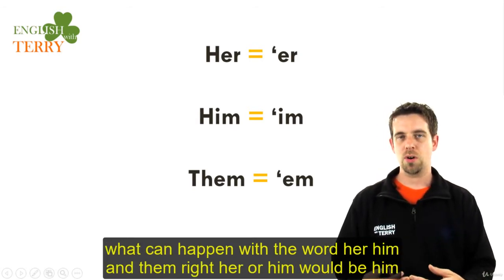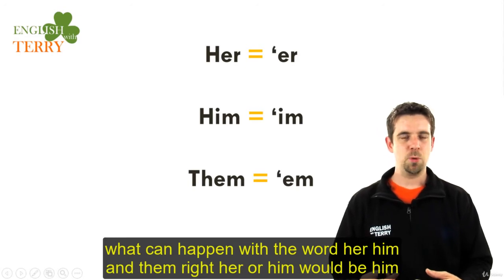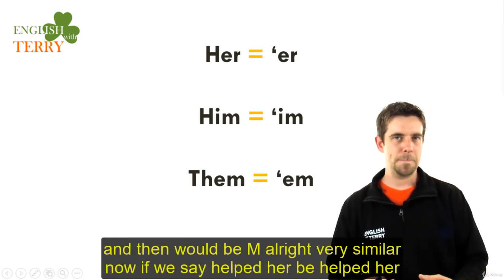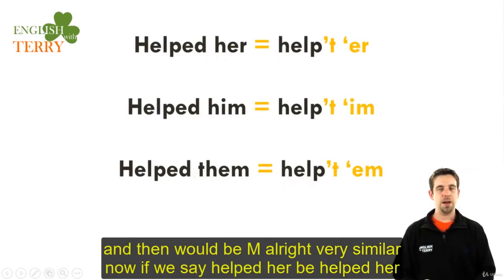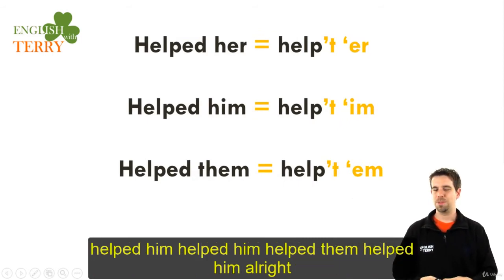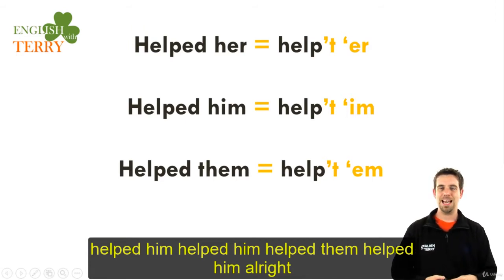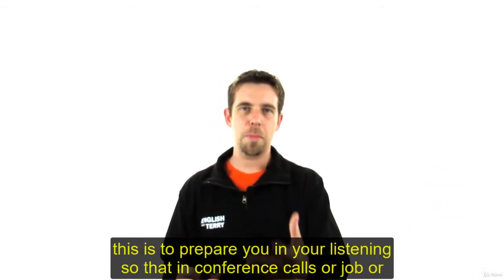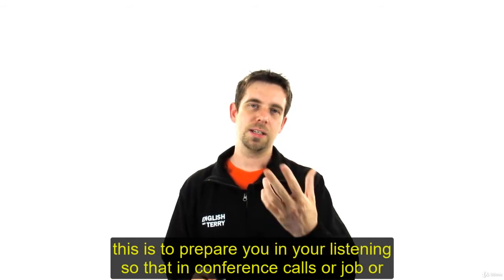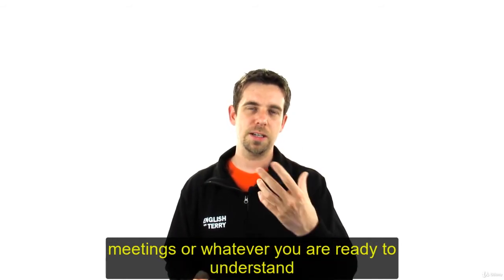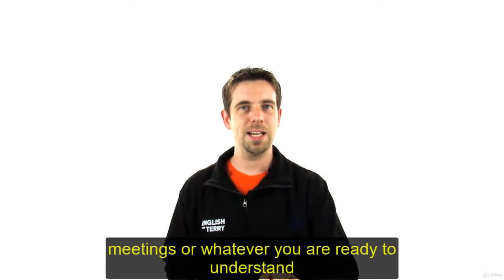Okay? So let's remember a little bit of what can happen with the words her, him, and them, right? Her will become er, him would be im, and them would be em. All right? Very similar. Now, if we say helped her, helped her. Helped him, helped him. Helped them, helped them. All right? This is to prepare you in your listening so that in conference calls or job or meetings or whatever, you are ready to understand.